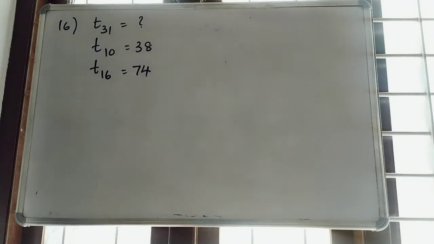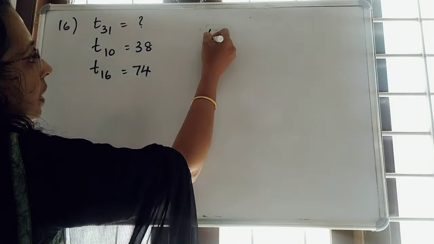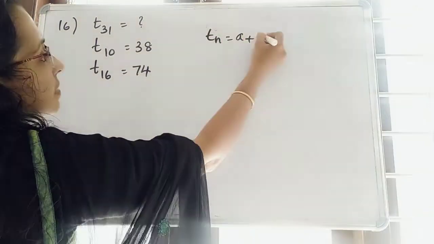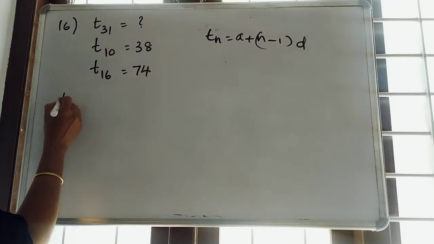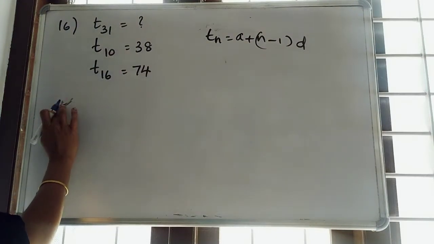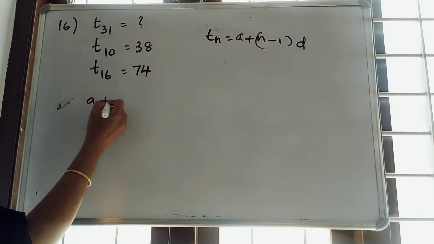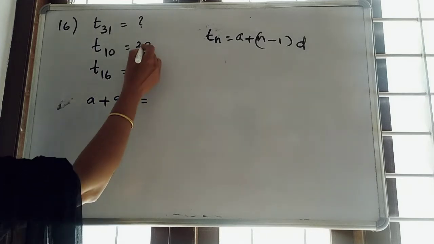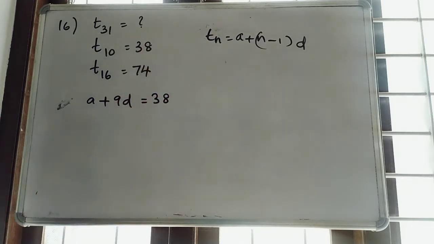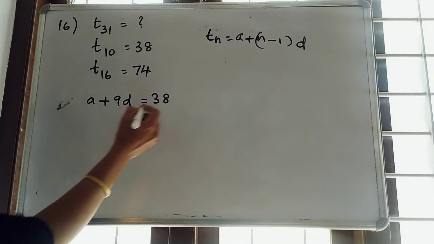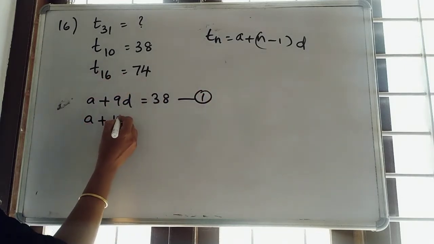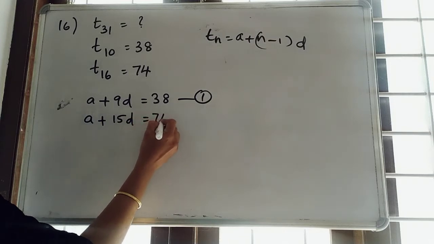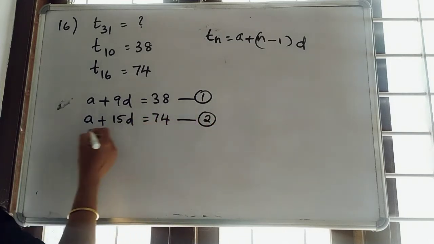How can we do it? We have Tn is equal to A plus n minus 1 into D. So how can we write T10? T10 we can replace as A plus 9D is equal to 38. I think it is clear. Let it be equation number 1. Then T16 we can write as A plus 15D is equal to 74. Let it be equation 2.